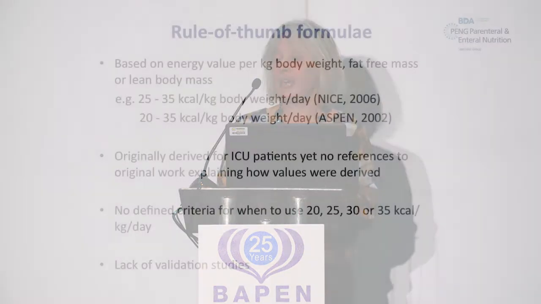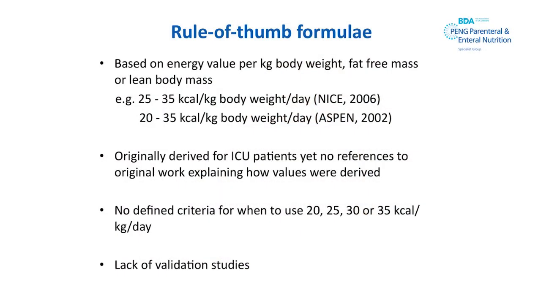I think the main difficulty I have with this particular method is that it's a very wide range, isn't it? Between 20 to 35 calories per kilogram body weight. And where do we decide to give someone 20, 25, 30, or 35? There are no criteria for that. It's a guesstimate, it's clinical judgment. And as I've said before, there are no validation studies that we've been able to find that have been done on the rule of thumb formulae.